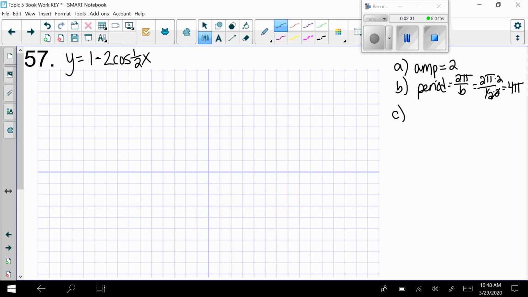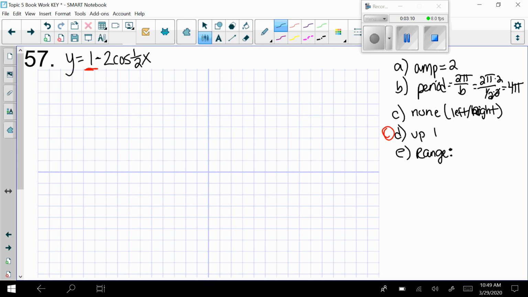C asks for a phase shift. There's none. That's the horizontal. That would be left, right, is what a phase shift is. And there isn't any left or right shift, so that would be none. Vertical shift, there is a vertical shift of up 1. That's that +1 in the front there, so that D goes with this. It could be on the end, obviously. They just chose to put this out in front. And then E is the range, and we'll come back to that after we get our sketch going and we figure out what's going on. So I'll come back to the range.